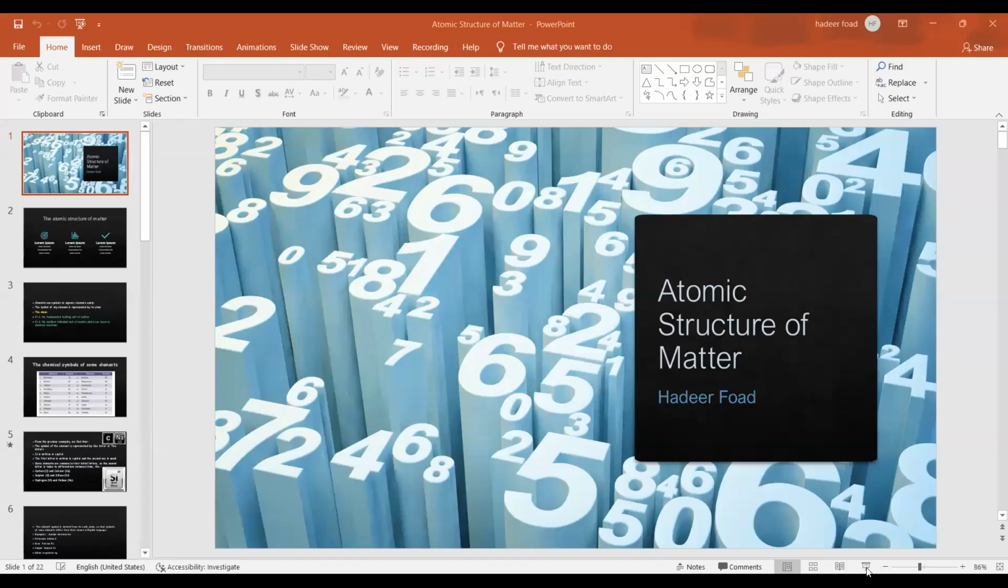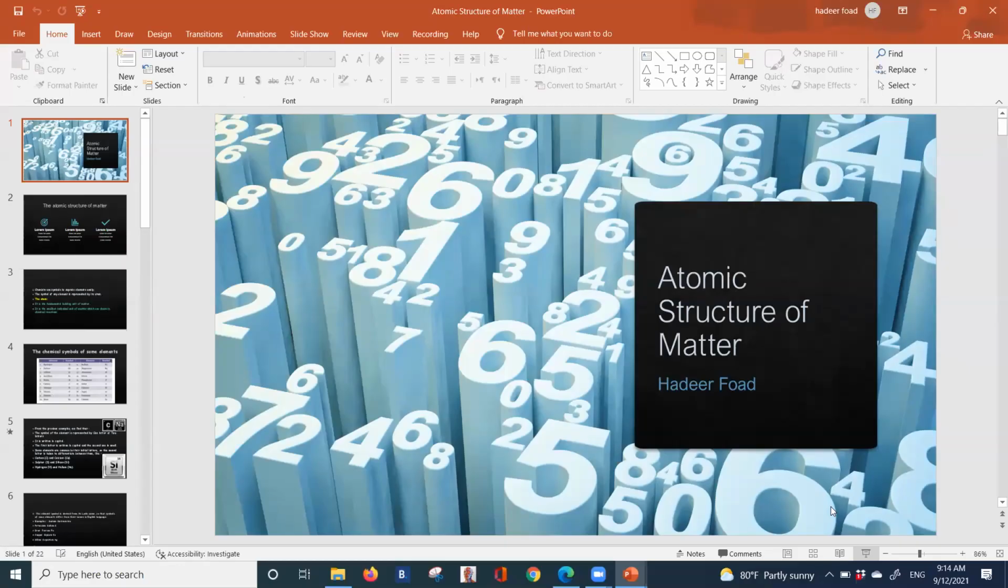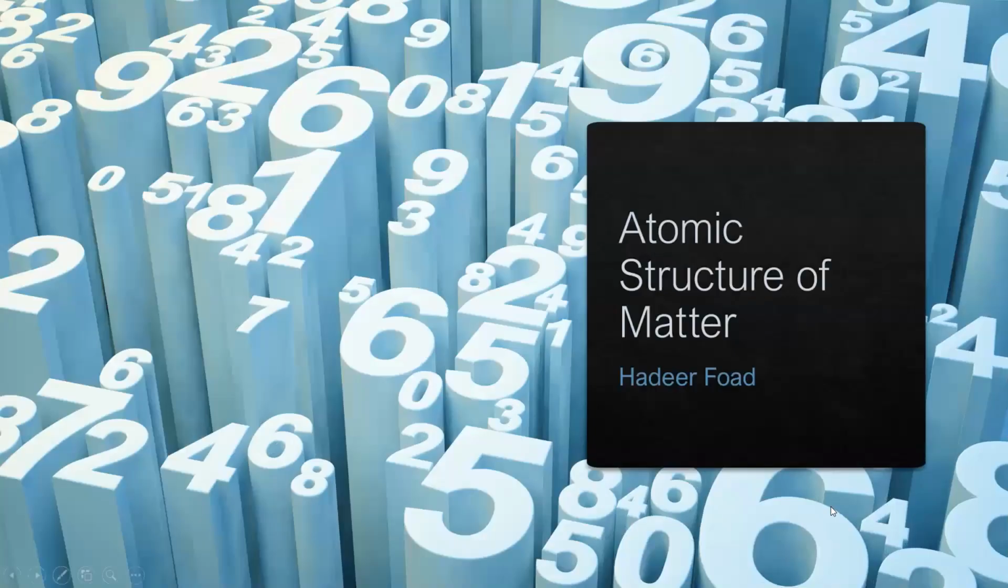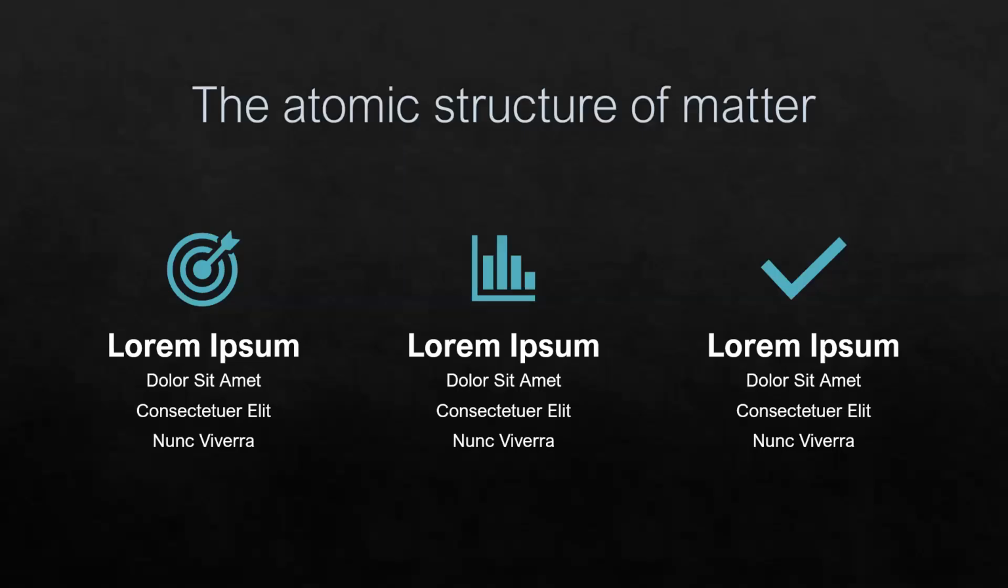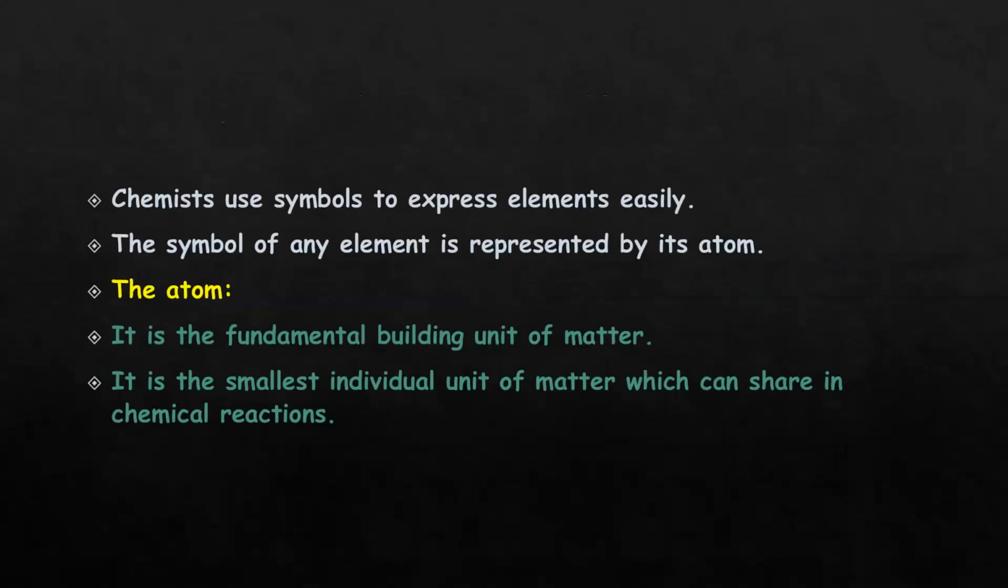Or we can say that it is the fundamental building unit of matter, because it is the basic, it is the smallest thing, right? If you are playing with some cubes and you made a building with these cubes, you will say that the one cube you started with is the building unit of your house, right? It is the same. The atom is the smallest of all. That's why it is the fundamental building unit of matter.